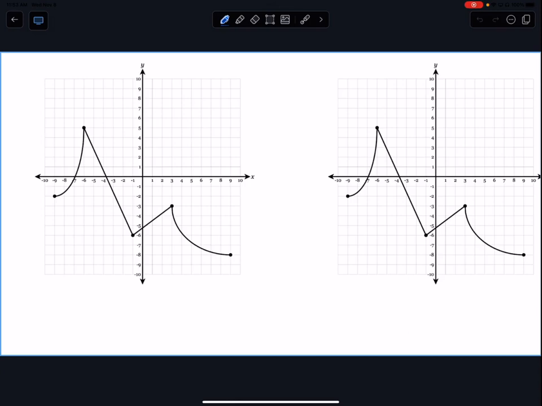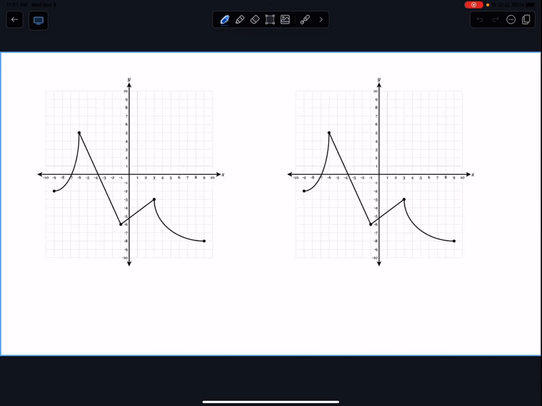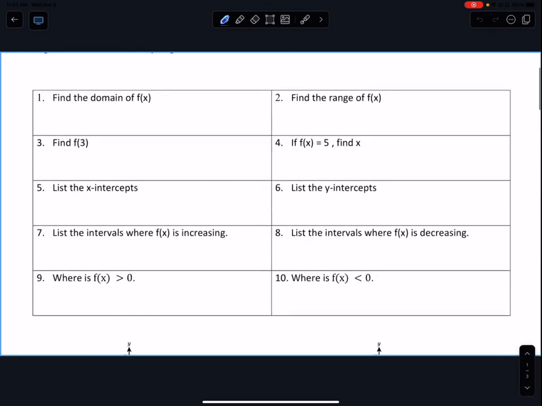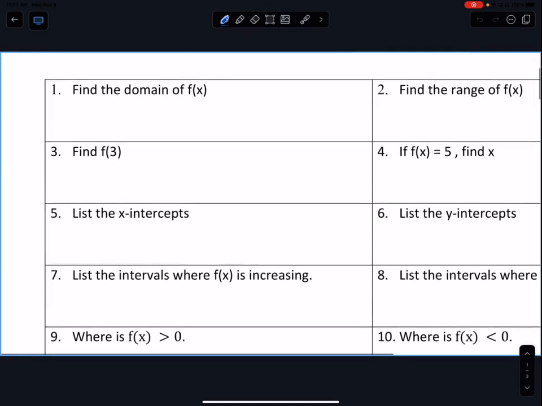This analyzing the graph will come up in Algebra 2, it'll come up in pre-calc, it'll come up in calc, right? So the better you understand it now, the easier it's going to be then. So here's a couple questions I'm going to ask. We've already discussed the domain and range, right? What's the domain of the function?